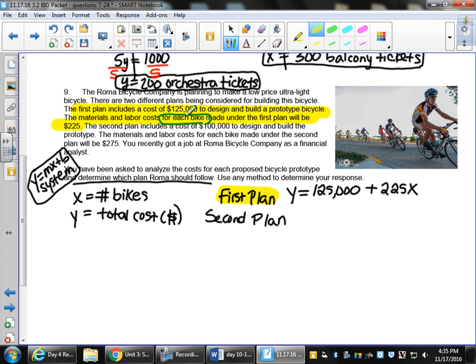Let's go look for the second plan. I'm going to make that blue. Second plan includes $100,000 to design and build the prototype. And then materials and labor under the second plan, $275. Please press pause, spacebar for pause, and write the second plan equation on your own.